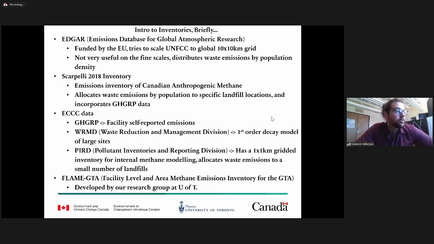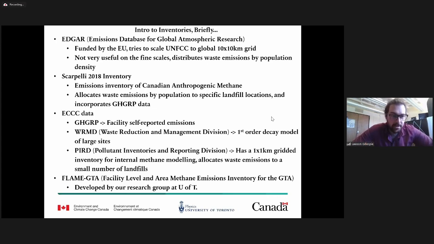An introduction to inventories briefly. So in this talk, I'll talk about EDGAR, which is the Emissions Database for Global Atmospheric Research. For my work, it's not very good because it does not allocate landfill emissions to particular facilities, but instead scales them by population distribution. So I'll just talk about it briefly later. There is the Scarpelli et al. 2018 inventory, which is an emissions inventory for anthropogenic methane emissions in Canada. It does allocate waste emissions to particular facilities scaled by population density.